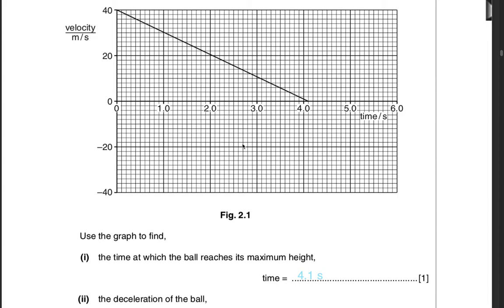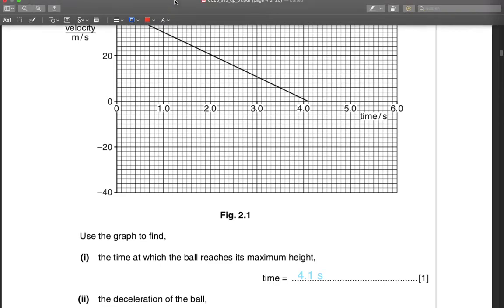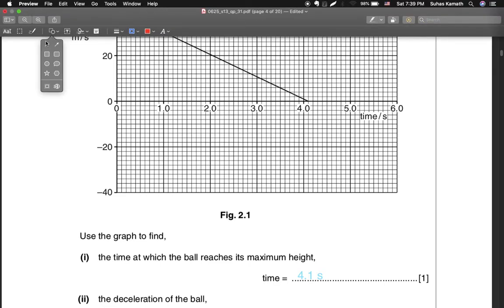So your line must go to minus 18.5 somewhere here. Yes, one small square above. So let me just try to draw a line.